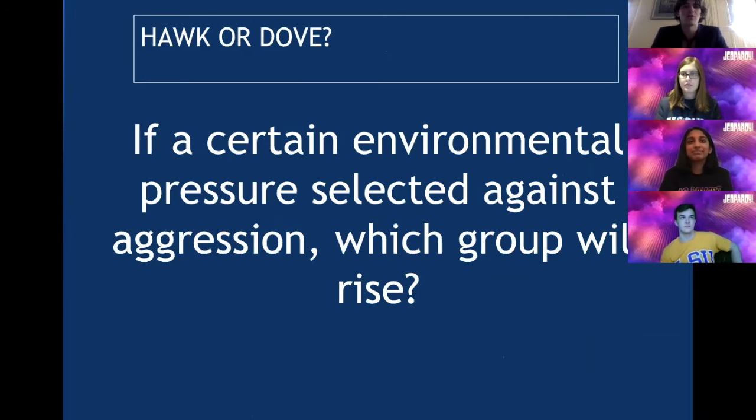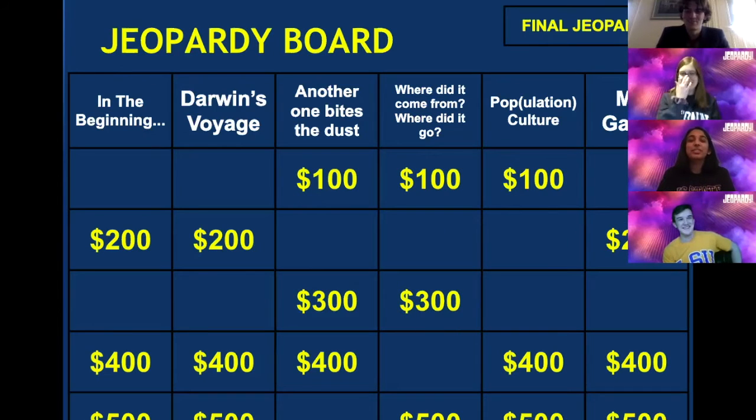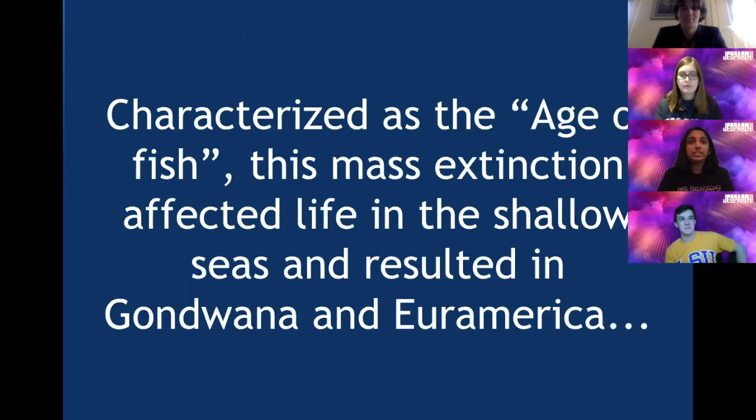Hawk or dove? If a certain environmental pressure selected against aggression, which group will rise? Chloe. Hawks. That is incorrect. Sanjana. Doves. Of course. Can I have another one bites the dust for 4, please?